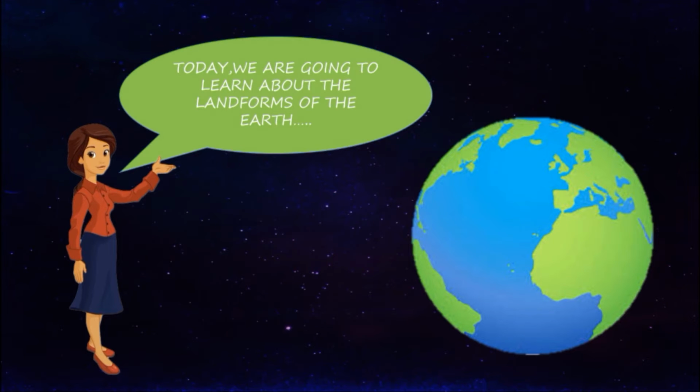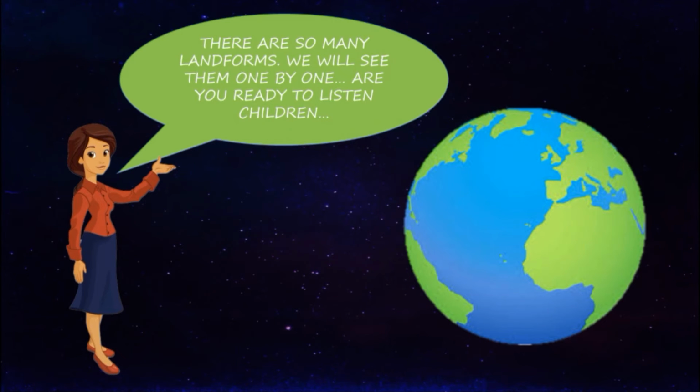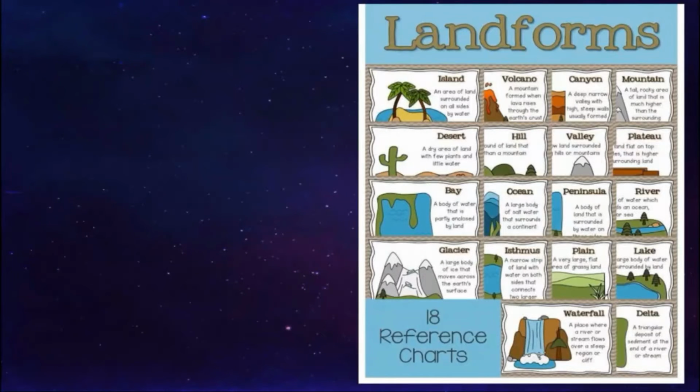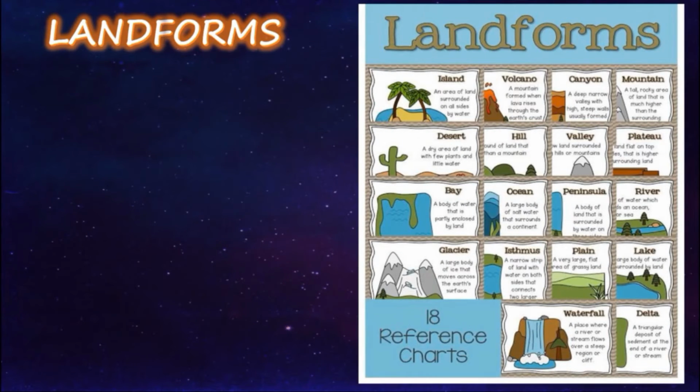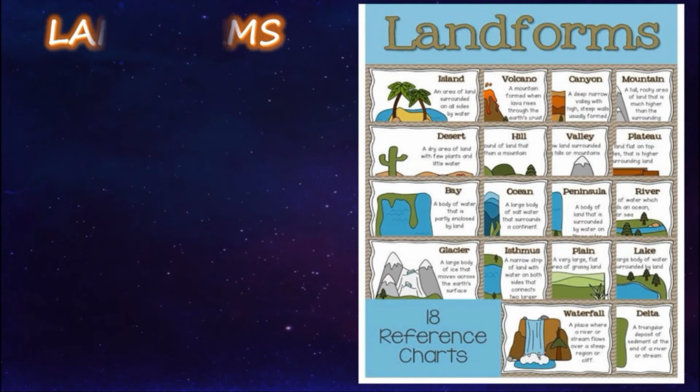Today, we are going to learn about the landforms of the Earth. There are so many landforms. We will see them one by one. Are you ready to listen, children? Landforms. The surface of the Earth is a collection of various physical features. These natural physical features on the Earth's surface are called landforms.